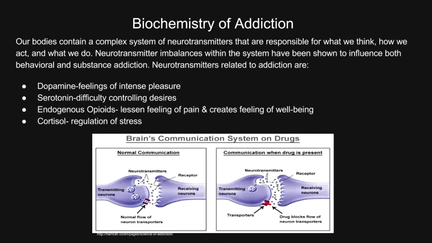There are also endogenous opioids produced within the body and contribute to feelings of well-being and lessen feelings of pain. Research has shown that individuals with altered opioidergic systems might have greater difficulty controlling desires to continue in addictive behavior due to intense euphoric feelings experienced after engaging in rewarding behaviors. Last but not least, we come to the stress hormone cortisol.